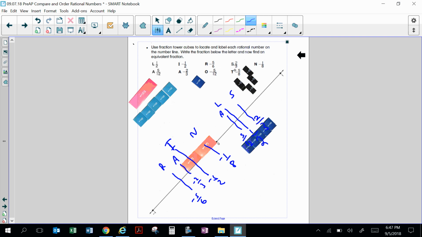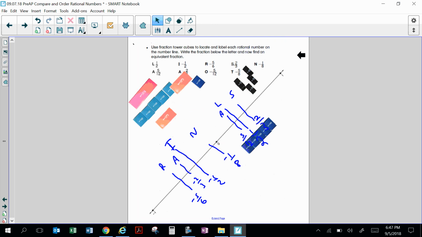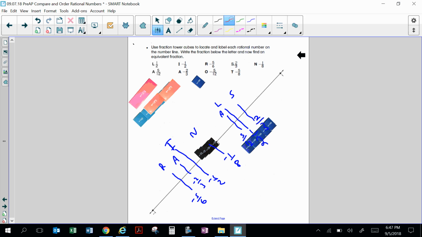Oh, goodness gracious. All right, this is getting way harder. So negative 5/12. So negative 1/12, negative 2/12, negative 3/12, negative 4/12, and negative 5/12. And let's mark it. I'm going to use a different pen color. That's going to be O, and that'd be negative 5/12.